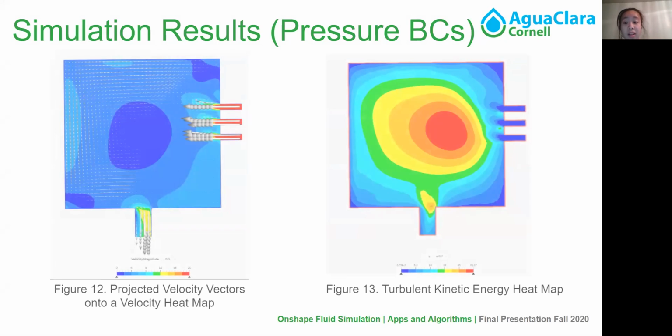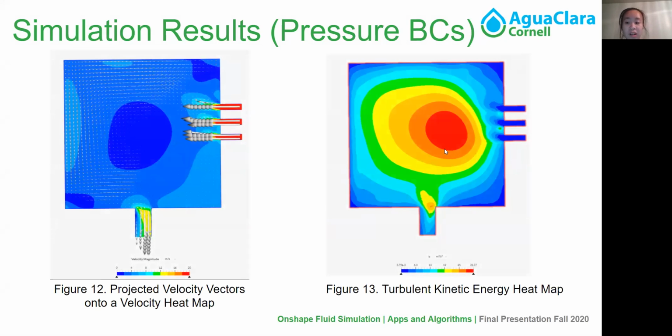We also did a simulation with pressure boundary conditions, where the inlets have a total pressure of 300,000 pascals and the outlet is fixed at atmospheric pressure. We noticed that we solved the problem of the different inlet velocity behaviors over time. We also noticed that there's a lot of turbulent kinetic energy, as shown in figure 13, because it is a small box with extremely large pressure.